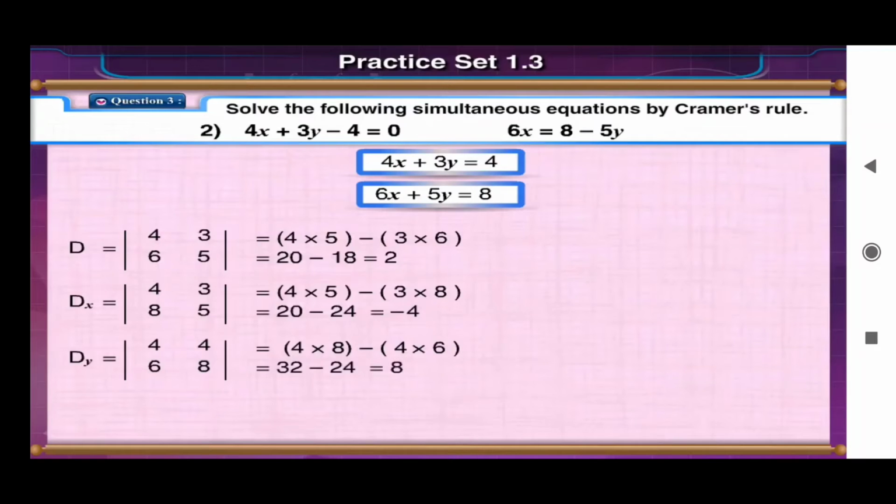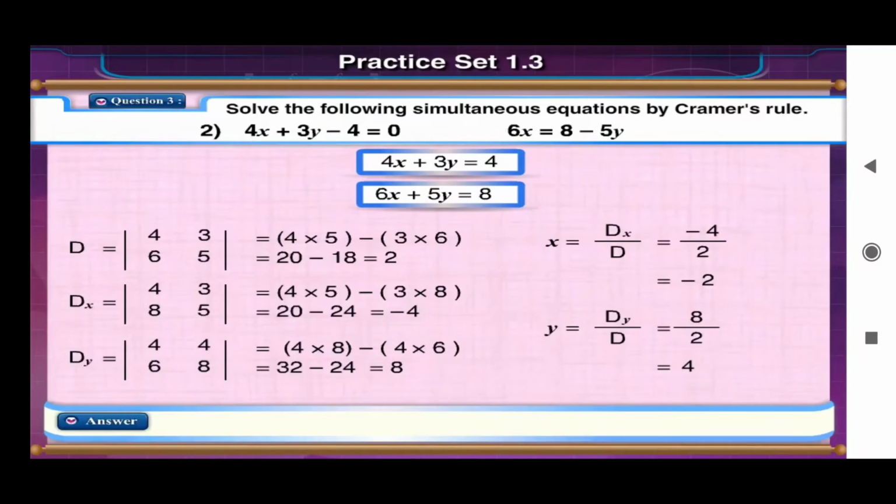That is equal to 8. Now, x is equal to Dx upon D, which is equal to minus 4 upon 2, that is equal to minus 2. Y is equal to Dy upon D, that is equal to 8 upon 2, which is equal to 4. So the solution of the given equation is (x, y) is equal to (-2, 4).